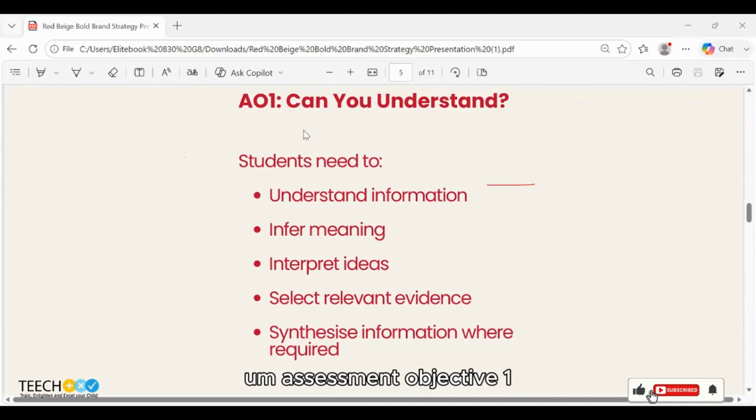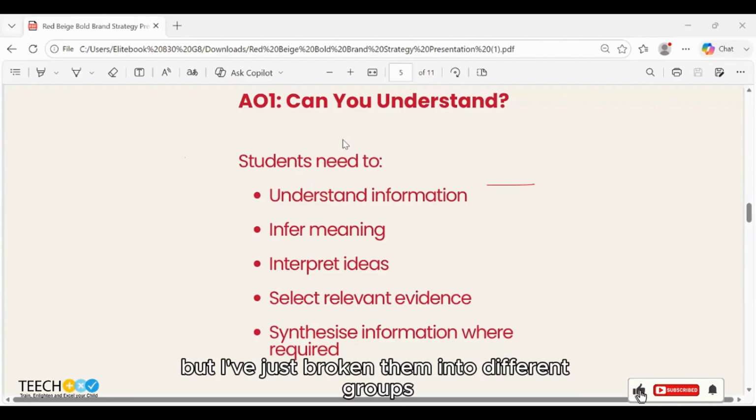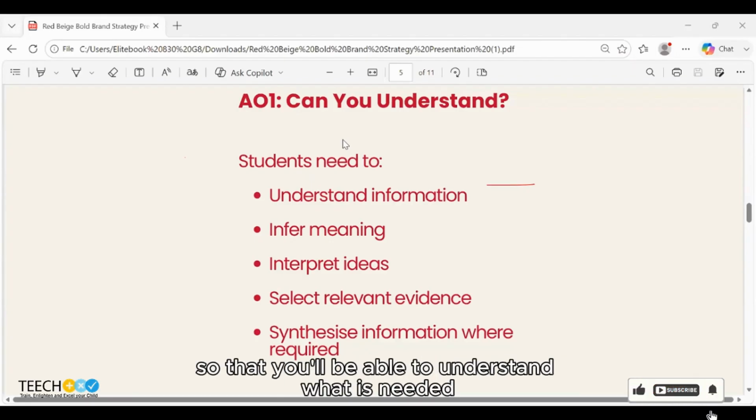So, assessment objective 1, I've broken them. These are different assessment objectives though. I've just broken them into different groups, right? It's not like they follow this particular order, but I've just broken them into different groups so that you'll be able to understand what is needed.